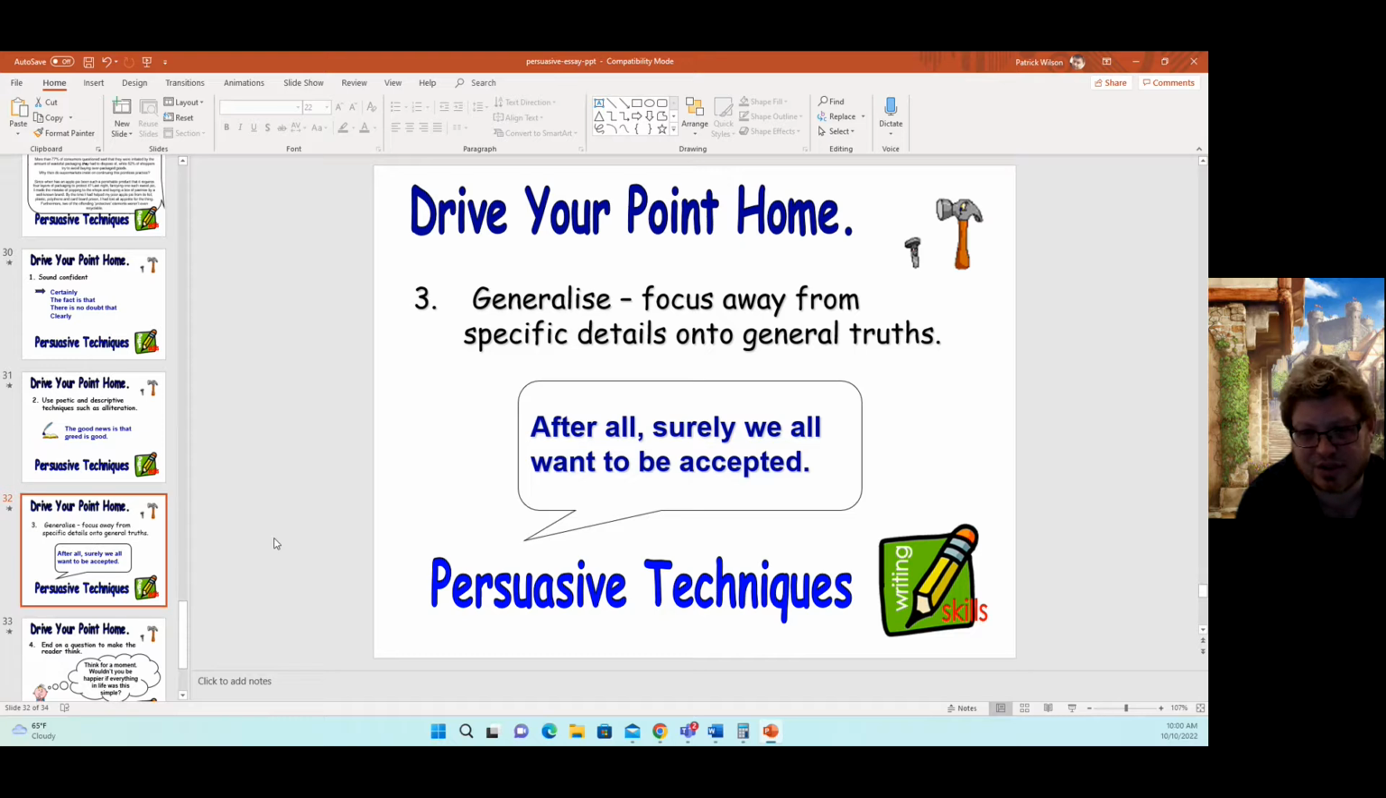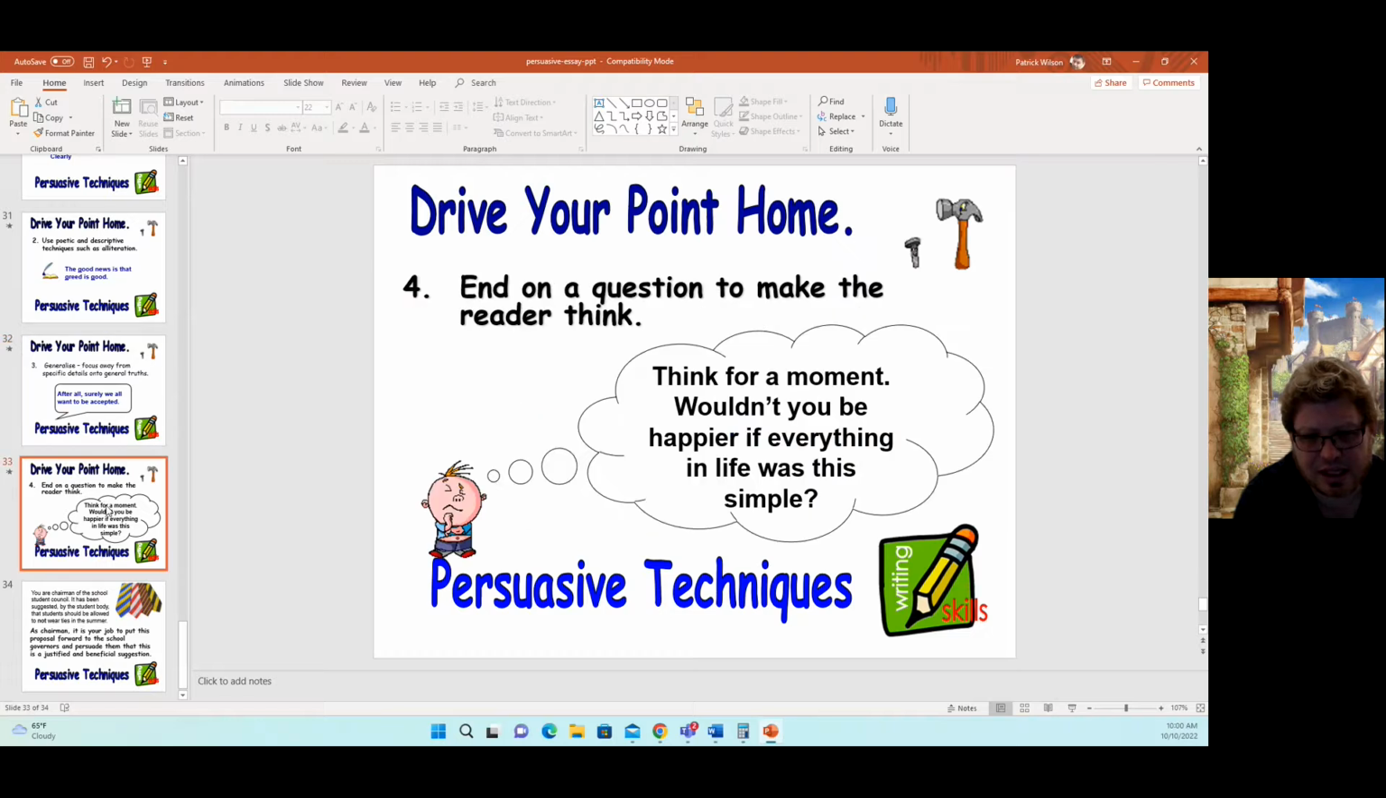Generalize, focus away from specific details onto general truths. After all, surely we all want to be accepted. A little example there. Again, to drive your point home, maybe end on a question to make the reader think. Think for a moment. Wouldn't you be happier if everything in life was this simple? Yes, we all would like to have a simple life at this point, I'm sure.